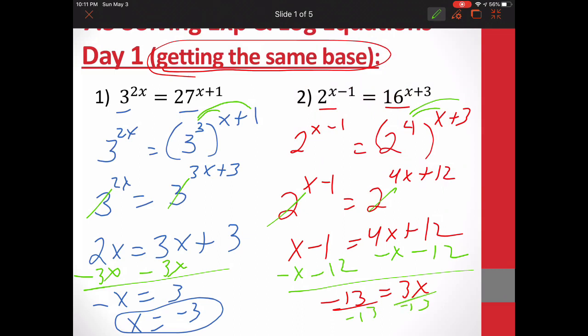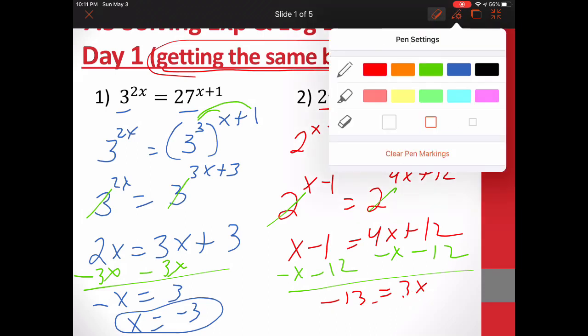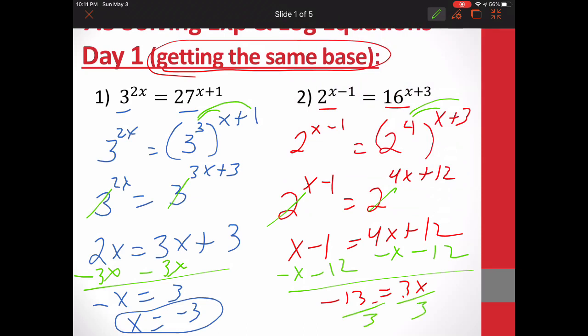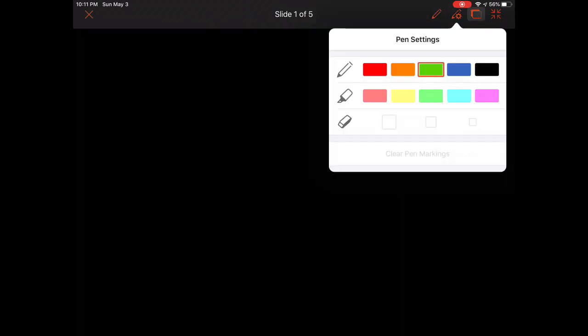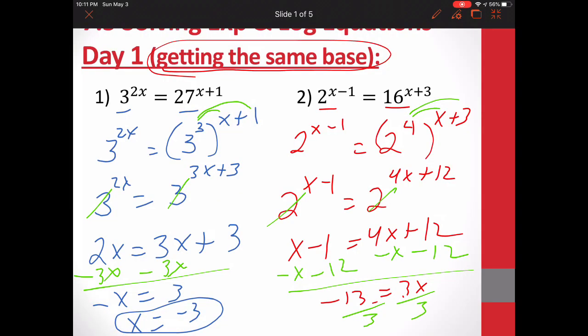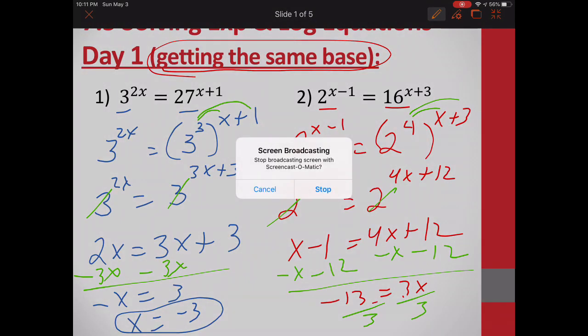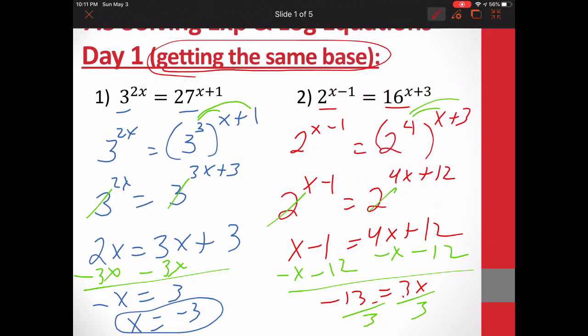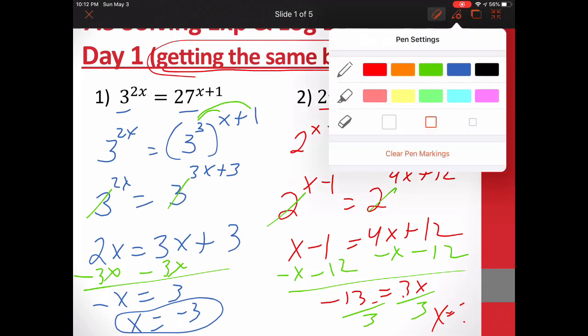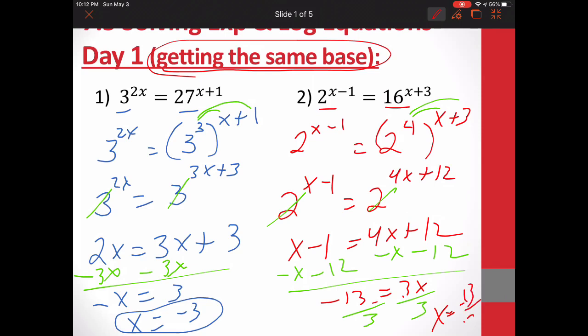Oh, I did mess that up. I'm sorry about that. Here we go, try this again. Divide by 3, and you get... Sorry, guys. Trying to hit these buttons and change my color to red. Here we go. So then your x is going to be negative 13 over 3. Again, I am really sorry about this messiness. Okay, negative 13 over 3 is your answer for that one.